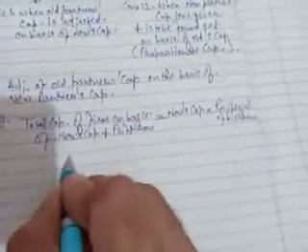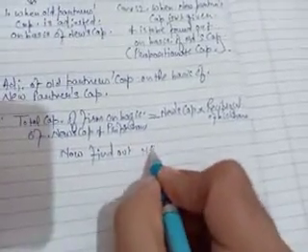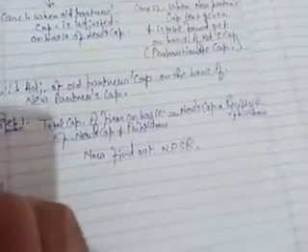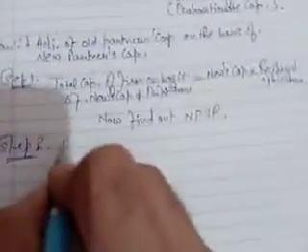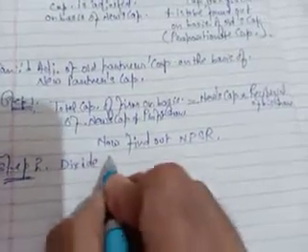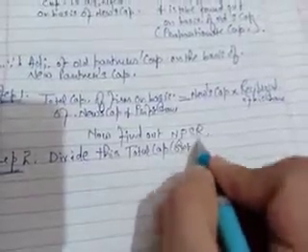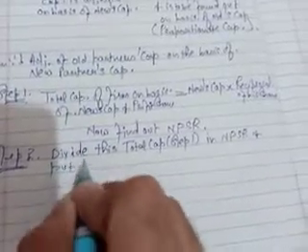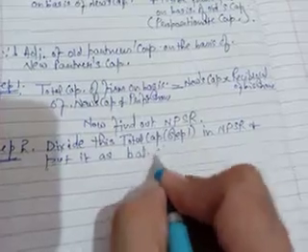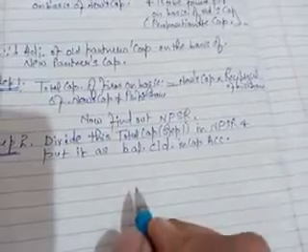Okay, now find out NPSR. Then step 2, divide this total capital as per step 1 in NPSR and put it as balance carried down in capital accounts.